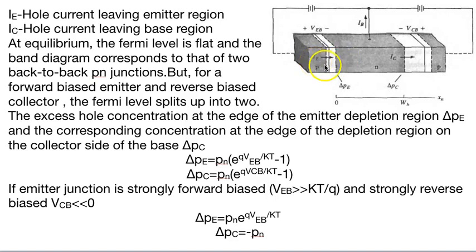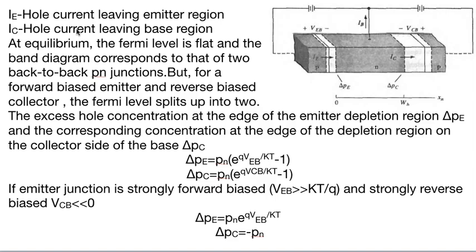The emitter current is crossing the emitter base region, having a larger width in the N region as compared to the P region, because the N region is slightly doped in comparison to the P region. Similarly, in the collector to base region, the N region is again lightly doped in comparison to the collector region. IE is the whole current leaving the emitter region. IC is the whole current leaving the base region or entering the collector region.